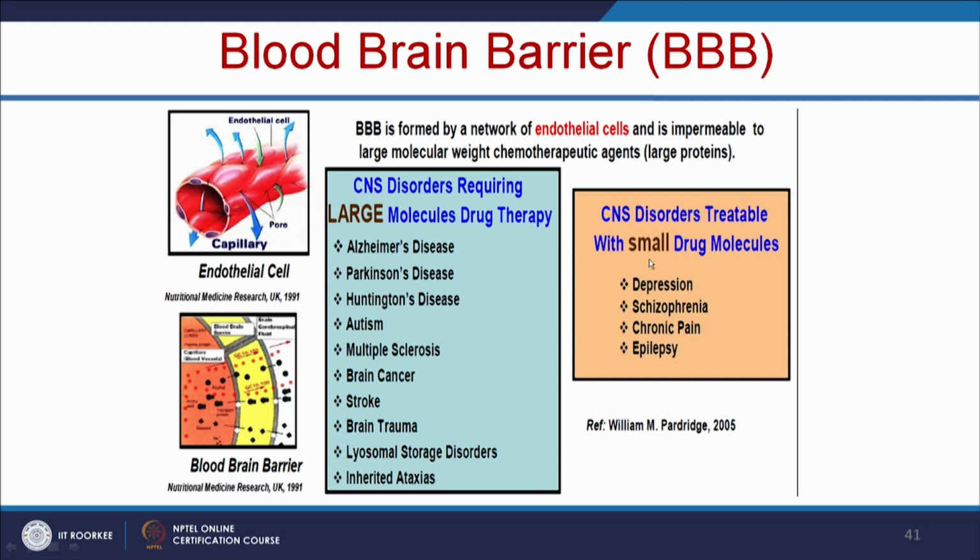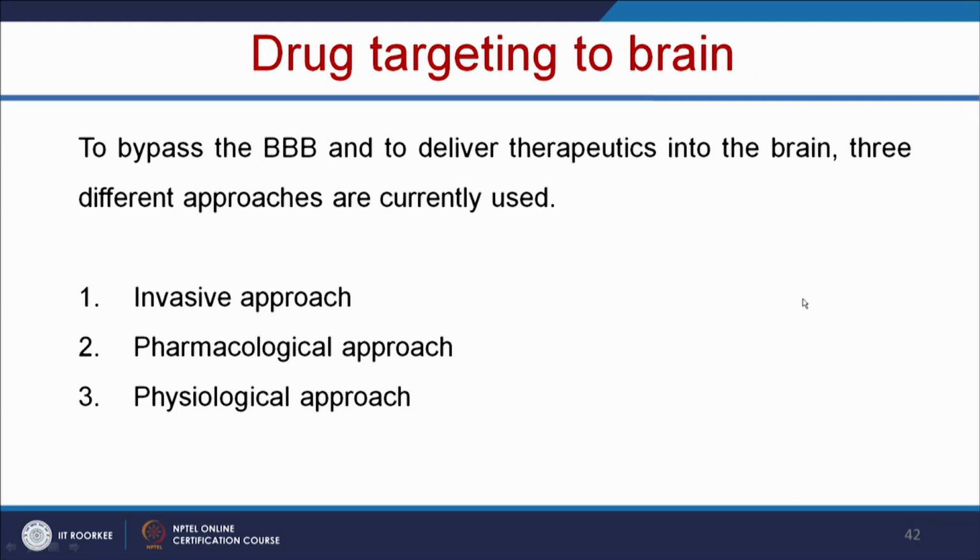And other disorders which need small drug molecules are depression, schizophrenia and chronic pain. So, these need small drug molecules. Let us see how we can target the drug to the brain and bypass the blood brain barrier to deliver the drug into the brain. There are 3 different approaches. The first one is the invasive approach, the next is the pharmacological approach, and the third is the physiological approach.